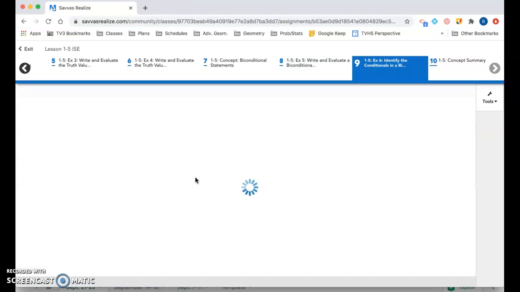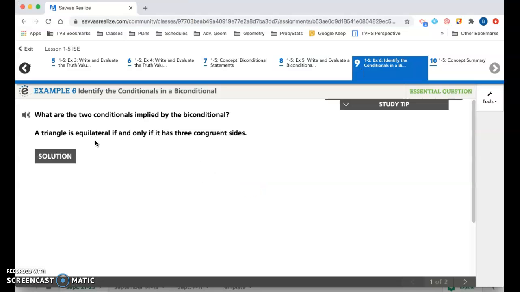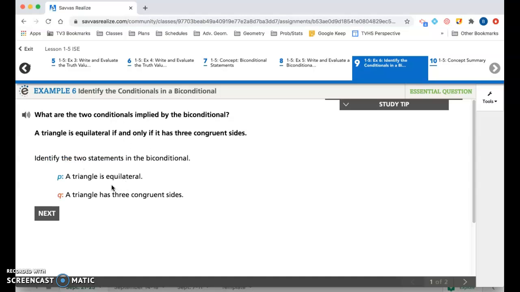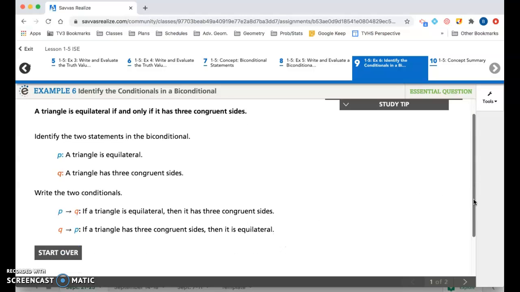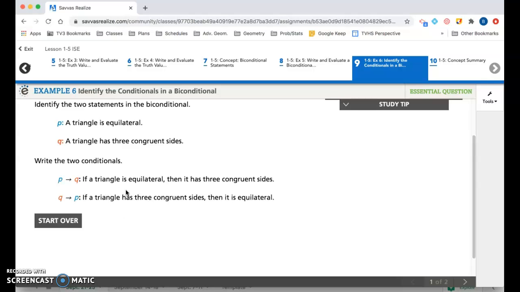Now there's one more example for you to look at here. Well, we can quickly do this one together. A triangle is equilateral if and only if it has three congruent sides. So what two conditionals come from this? Well, we would say if a triangle is equilateral, then it has three congruent sides. But then we can switch that around and say if a triangle has three congruent sides, then it is equilateral. And so the answer to both of those would be yes, that's true.